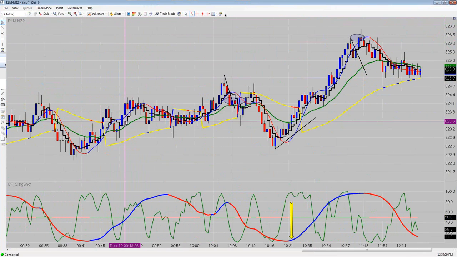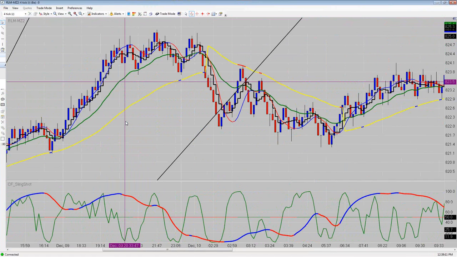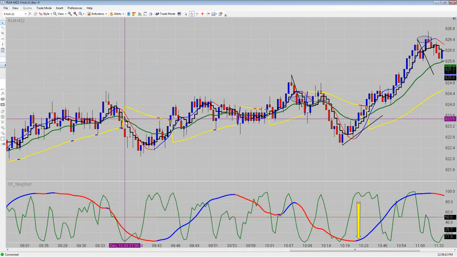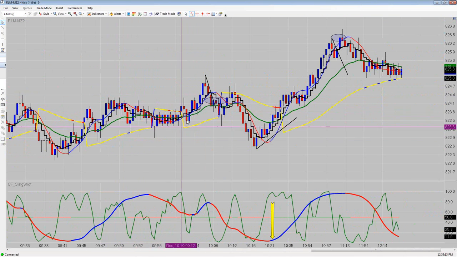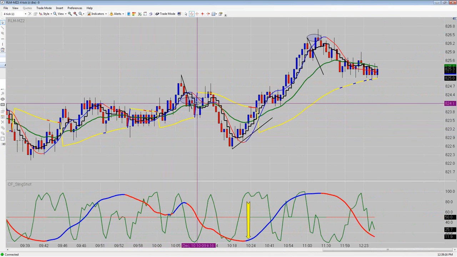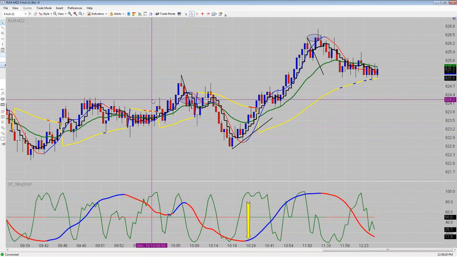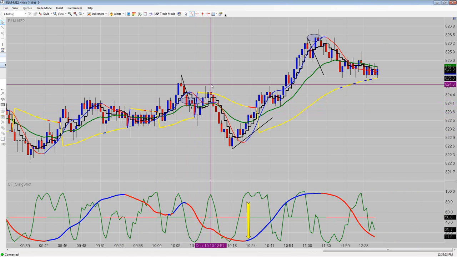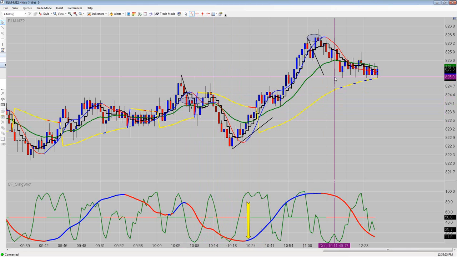What time is it? 12:39. Okay, I'll be quick about it though. On the Russell, I didn't point out too much this morning because it was as choppy as the ES. Right in here, I remember saying that there was a possible long trade on an up close above this trend line. We didn't get the up close above that trend line, and it just chopped around all through there. Yeah, there wasn't anything here on the Russell.